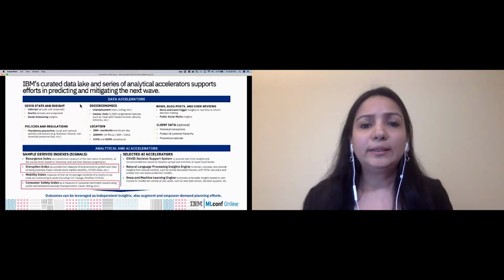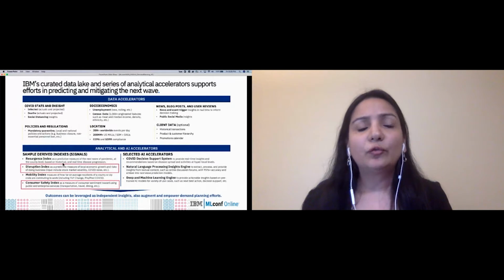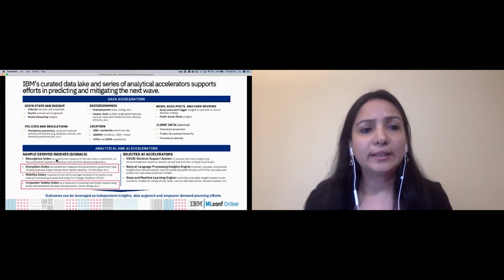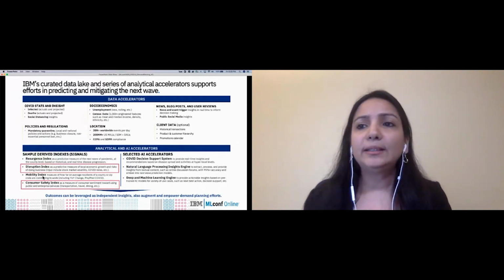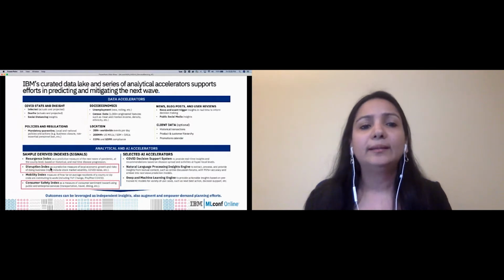But along with these data accelerators, we have a series of derived signals, and each of these have an underlying deep learning model themselves. So for example, we have something called the resurgence index, and this is a predictive measure of where and when the next wave of the pandemic will hit. I'll do a deep dive into the disruption index and the consumer safety index next. But basically, these indexes feed into AI models, and that's how we have this COVID decision support system that can provide real-time insights at a hyper-local level.